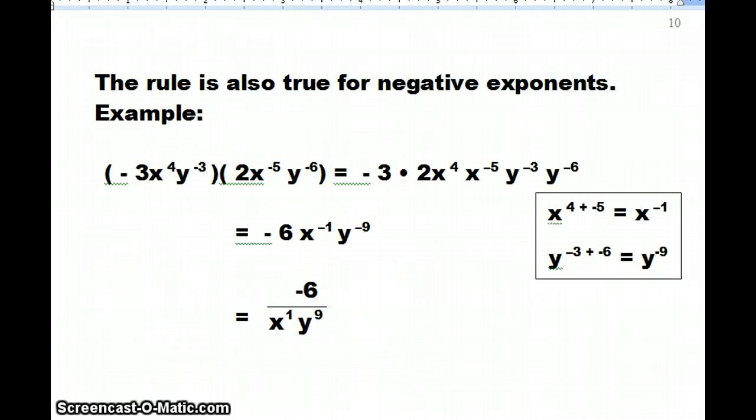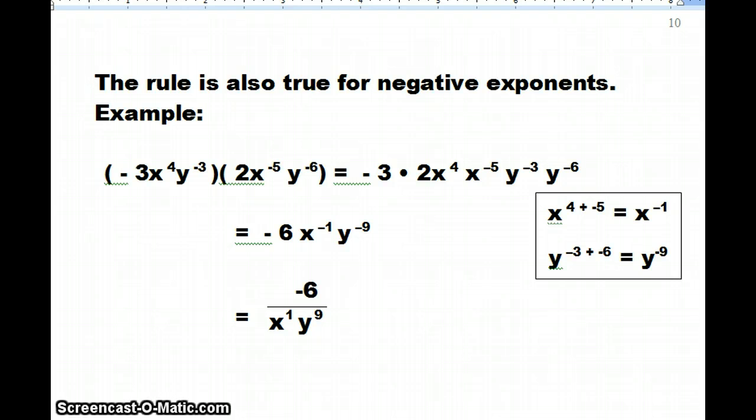On page 10, we see another example, and this rule is also true for negative exponents. On the first grouping, we have -3, x to the fourth, y to the negative 3. There are actually 3 factors there. On the second grouping, we have 2, x to the -5th, and y to the -6. Again, there are 3 factors there.